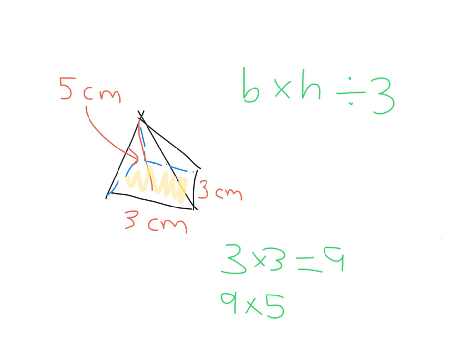But because this is a pyramid instead of a prism, it doesn't take up as much space. It actually takes up a third of the amount of space. So I can fix that by dividing by 3. So 9 times 5 is 45, divided by 3 is going to be 15. And remember, it's going to be centimeters cubed because it's a volume. So whenever you have a pyramid or a cone, you divide by 3.